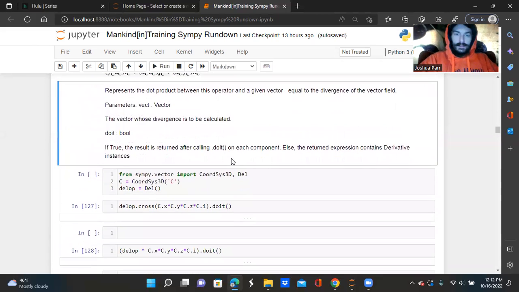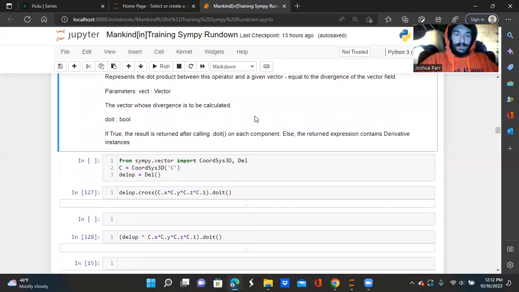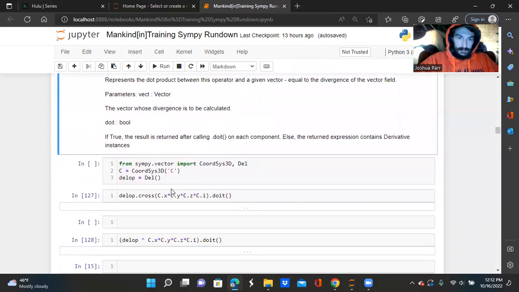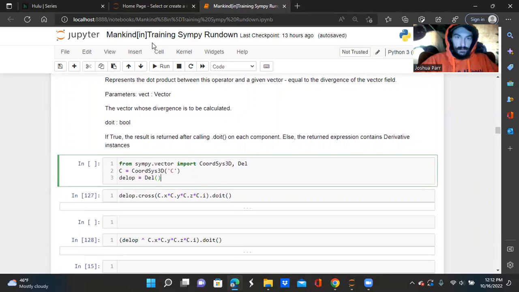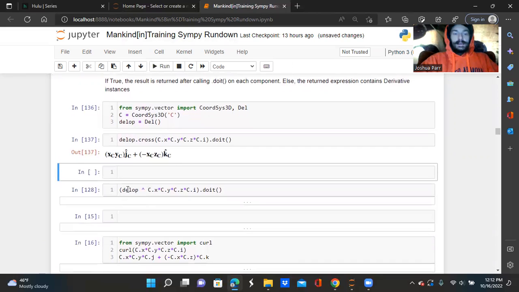Now, representing the dot product between the operator and the given vector equal to the divergence of the vector field. The parameters, again, the vector, and again, the Boolean. The vector whose divergence is to be calculated. If true, same deal. So we'll run that. And now I want the cross product of my del operator. I want this particular cross product. And I'm going to do it. And I get xcyc j hat c plus negative xczc k hat c.